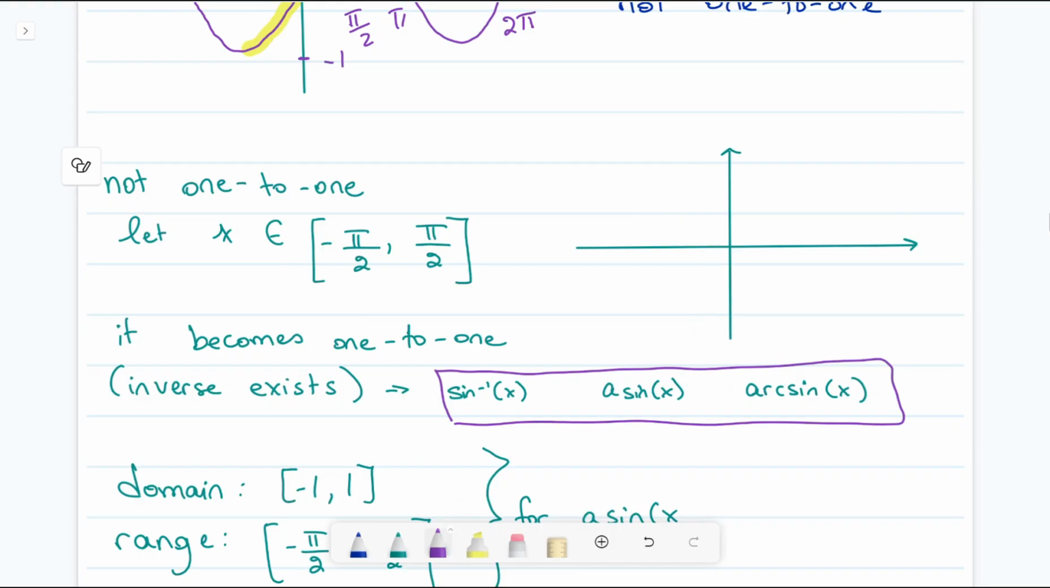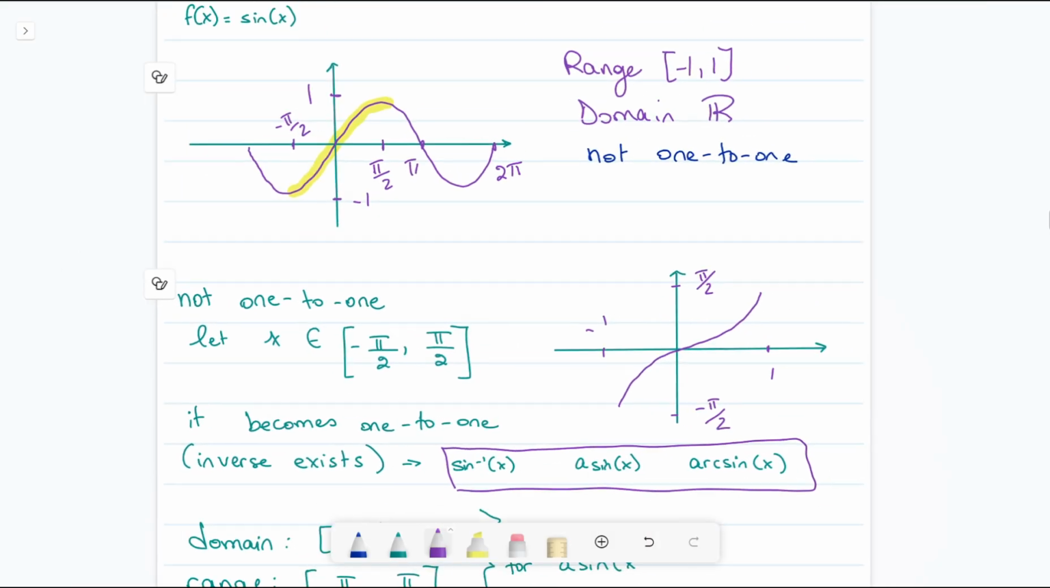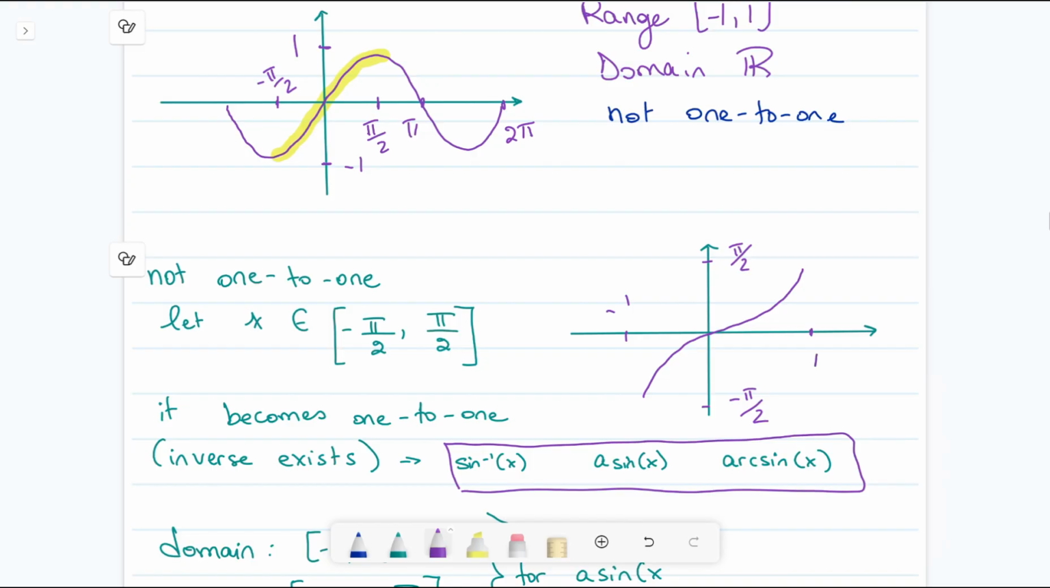Now the inverse will look like the following. Where this point here is 1, this is -1. Here we have pi/2, and here we have -pi/2. So the range in this case is -pi/2 till pi/2, and the domain is -1 till 1.